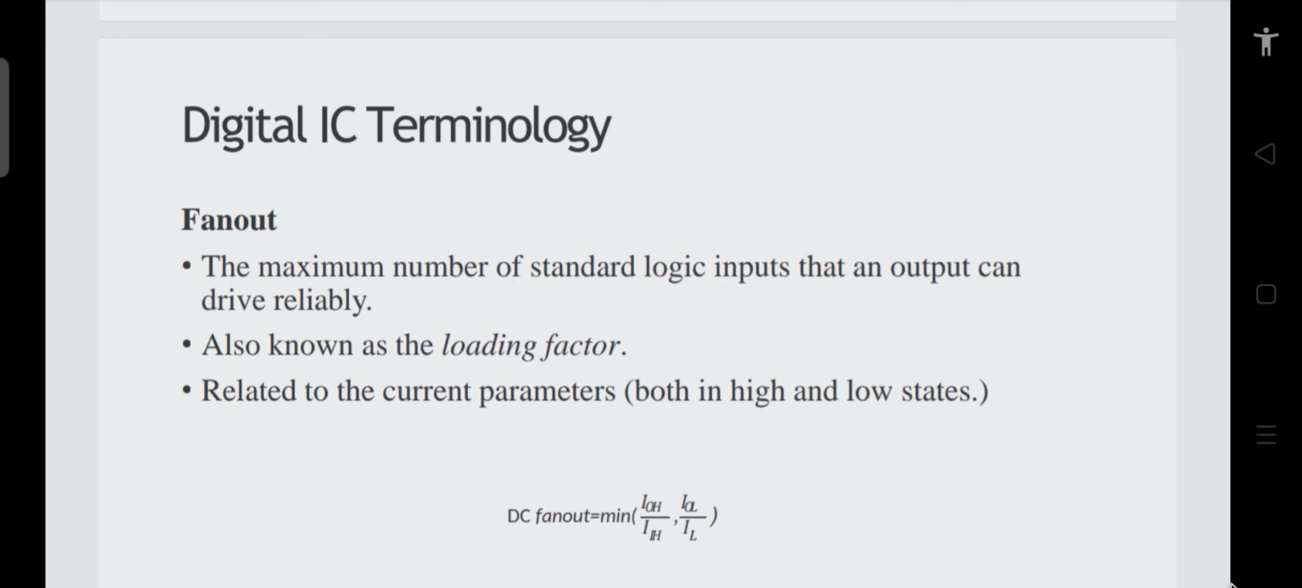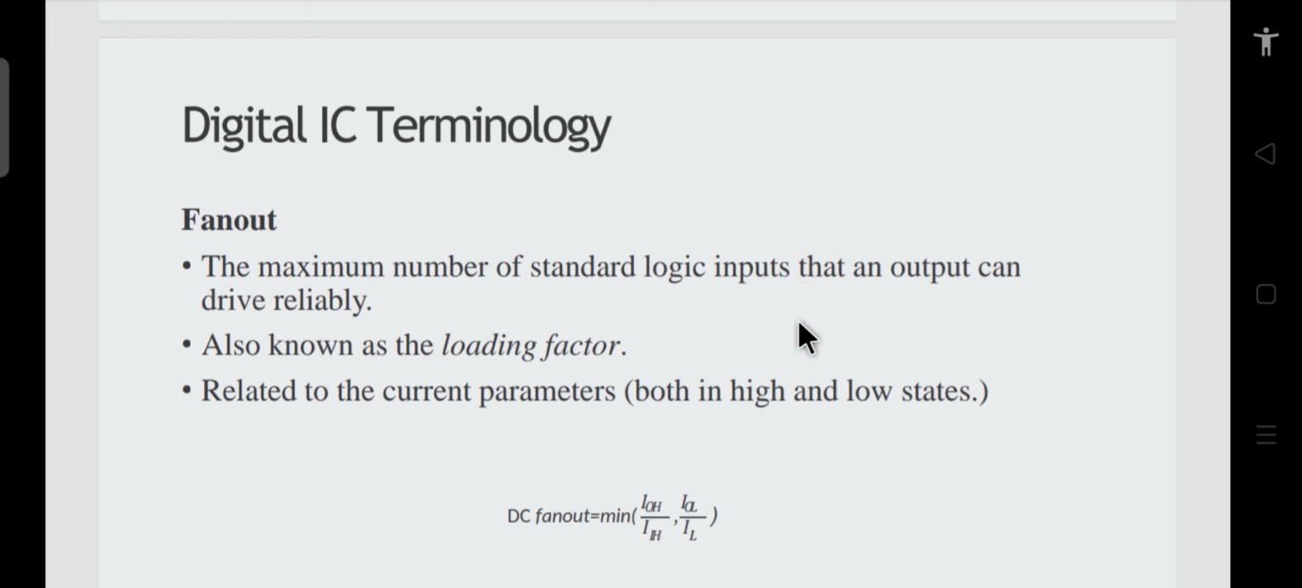most undesirable. So that will produce the maximum harm. So that is called the worst case scenario. Whenever we design something and we have to define some parameters, they should be defined considering the worst case scenarios. Okay, so whatever is the minimum of these two will be considered as the DC fan out of the circuit.